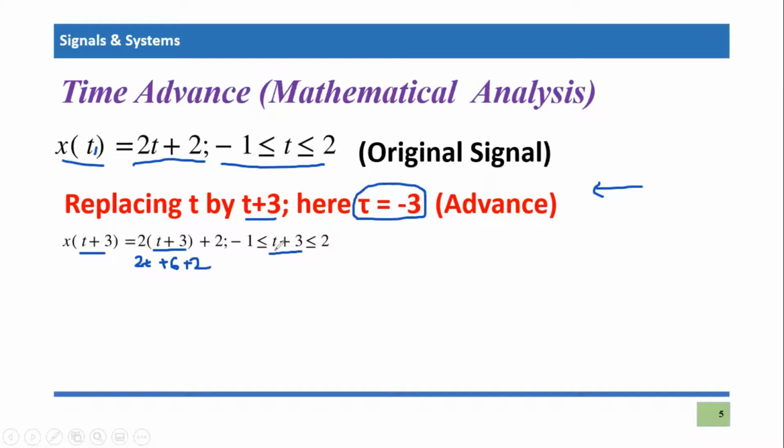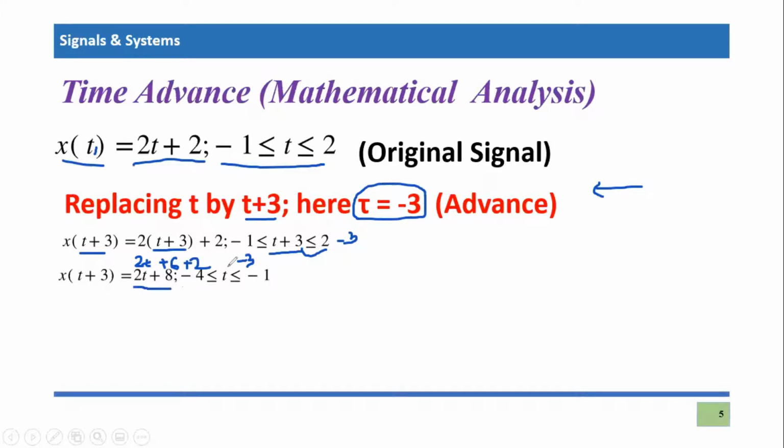Okay, now again, we are going to resolve this equation in terms of t. So this 3 will come up here. It will also become minus 3. And this 3 will also go here on this side. It will also become minus 3. So if I'm going to simplify the equation, it will become this one. How? 2t, okay, plus 6 and plus 2 would become plus 8.